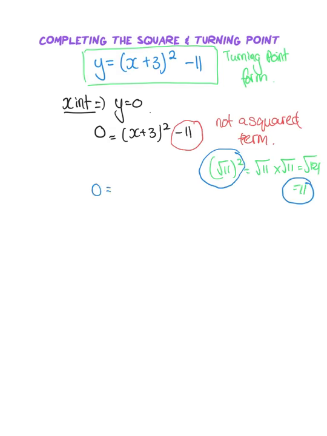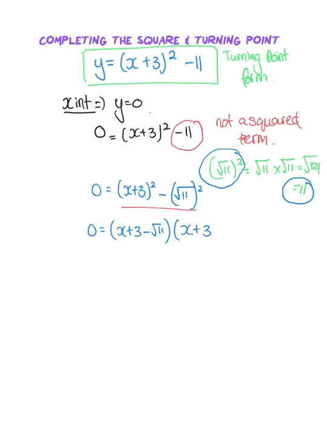So I'm going to write my quadratic equation in turning point form. Instead of writing 11, I'm going to write square root 11 squared. Now this is one of the patterns: a squared term minus a squared term, which factorizes to the first term minus the second term, and the other is the first term plus the second term. It doesn't matter which way you write it. We're trying to find the x-intercepts, so the null factor law says we can let them equal 0, which means x equals -3 plus or minus square root 11.